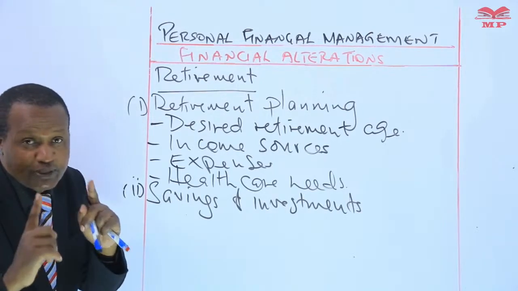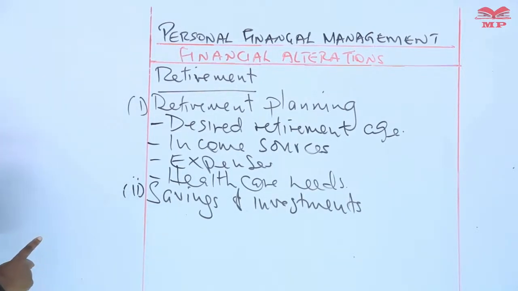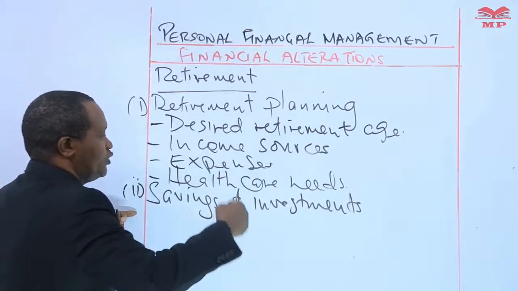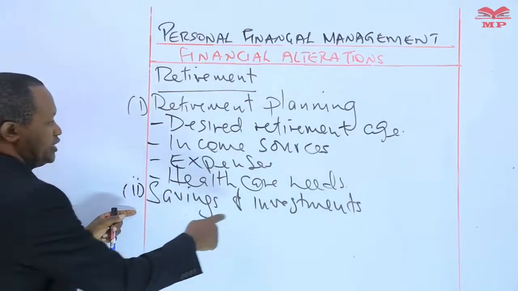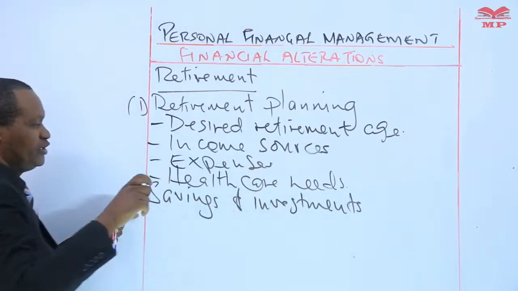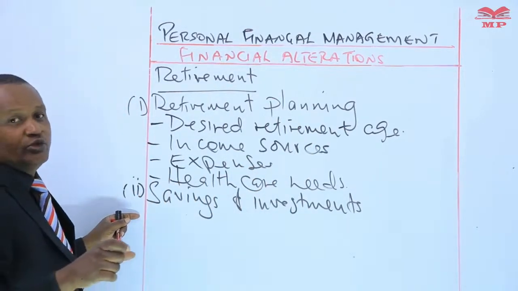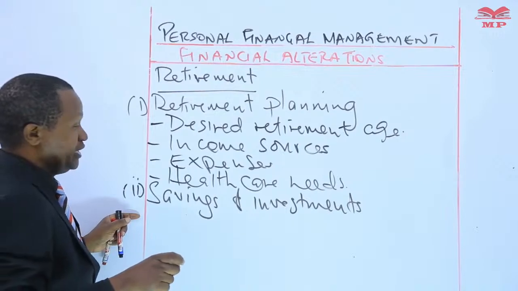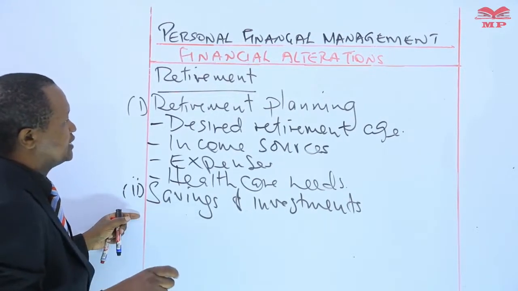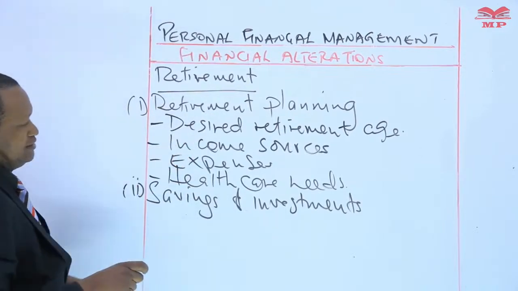Personal financial management. Save for your retirement. Invest for your retirement. You can only invest if you save. So save, then invest, so that during your golden years, your life is easy, or your life is as desired.